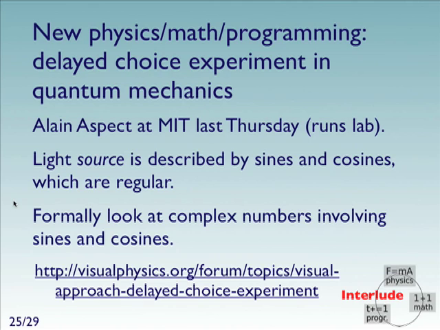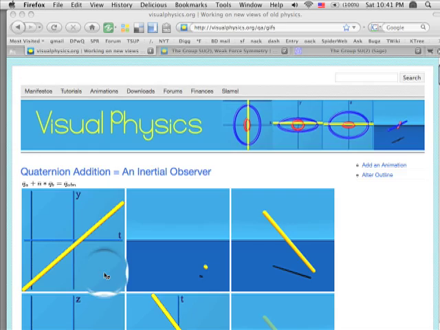Now the light source that they use is described by sines and cosines, which are very regular. And what we need to do is to look at complex numbers that involve sines and cosines. Only when we really understand a complex number that has sines and cosines are we going to be able to understand why this most unusual kind of stuff seems to happen. So I actually discussed this in a forum topic, and hopefully it'll come up soon.